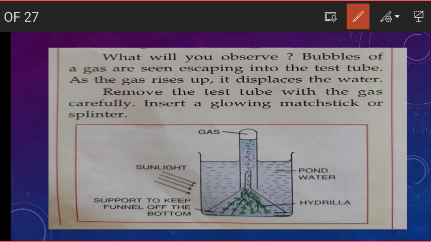Clear? The glowing matchstick starts burning. You can write here that the glowing matchstick starts burning.